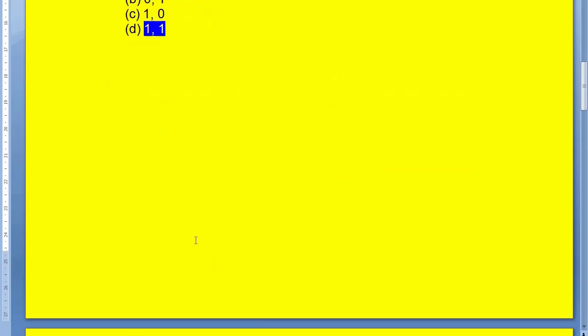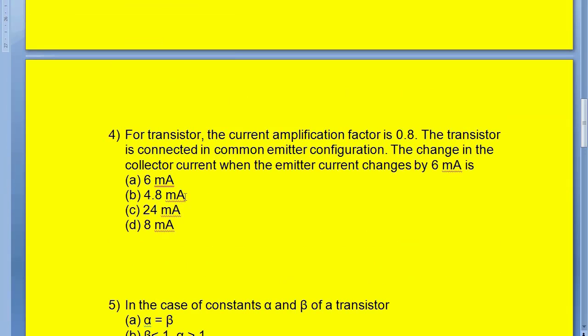Next question: for a transistor, the current amplification factor is 0.8. The transistor is connected in common emitter mode, CE mode configuration. The change in the collector current when the emitter current changes by 6 milliampere is... So what we are given is a current gain, 0.8. There are two types of current gains in a transistor, alpha and beta.